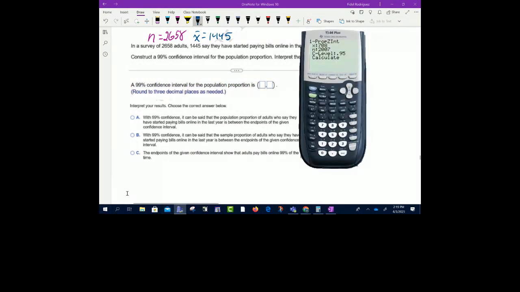So first thing I'm going to do, I'm going to say, look, my X is now 1445, boom. My N, my friends, is my 2658, okay? And we're looking to build a 99% confidence level, y'all. So 0.99, let's calculate this guy. Boom. All right, so look, y'all, again, they're asking me to go to 3 decimal places.